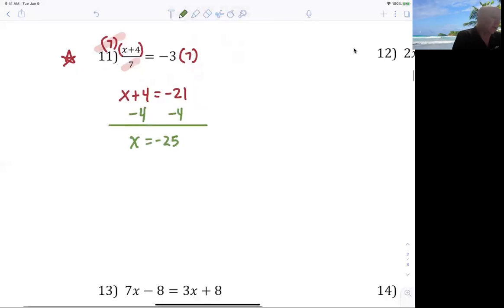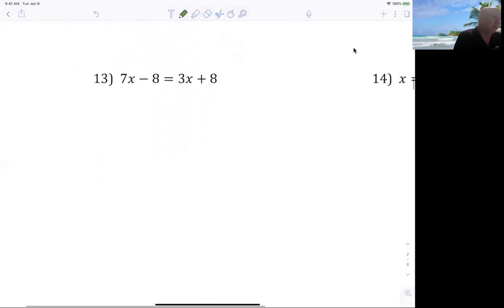Now, the next problem is our new topic. We have to put combining terms into effect here.